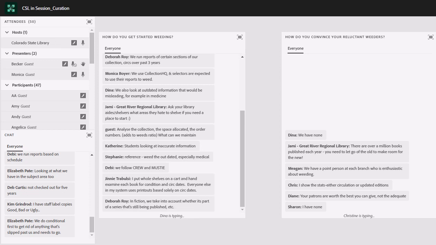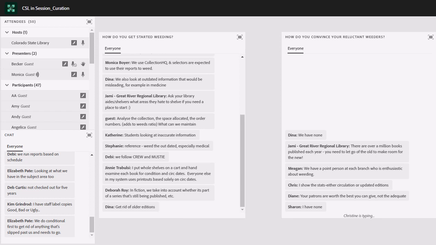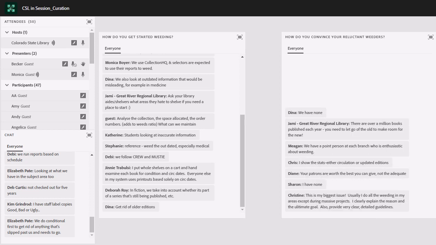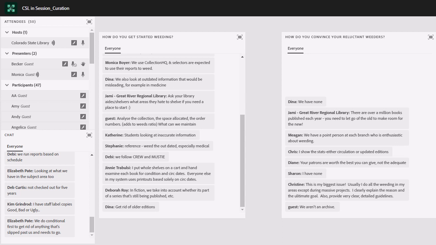In terms of reluctant weeders, I like, Jamie makes a good point. There are over 1 million books published each year, and you need to let go of the old to make room for the new. Make sure you have a point person at each branch who's enthusiastic about weeding, showing the stats. Your patrons are worth the best you can give, not the adequate. You guys are great. These are awesome. Christine says that it's her biggest issue, that usually she does a lot of the weeding, and she tries to clearly explain and give detailed guidelines.